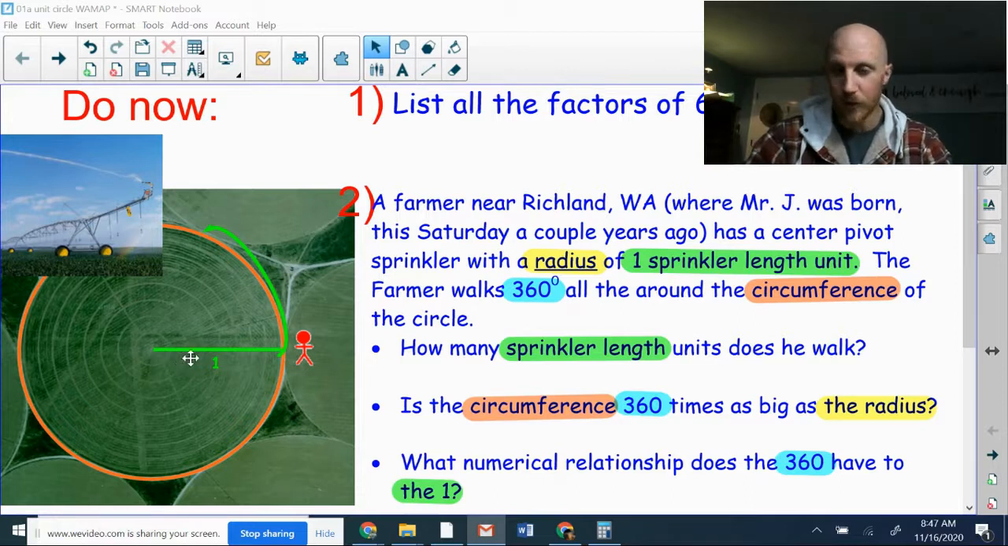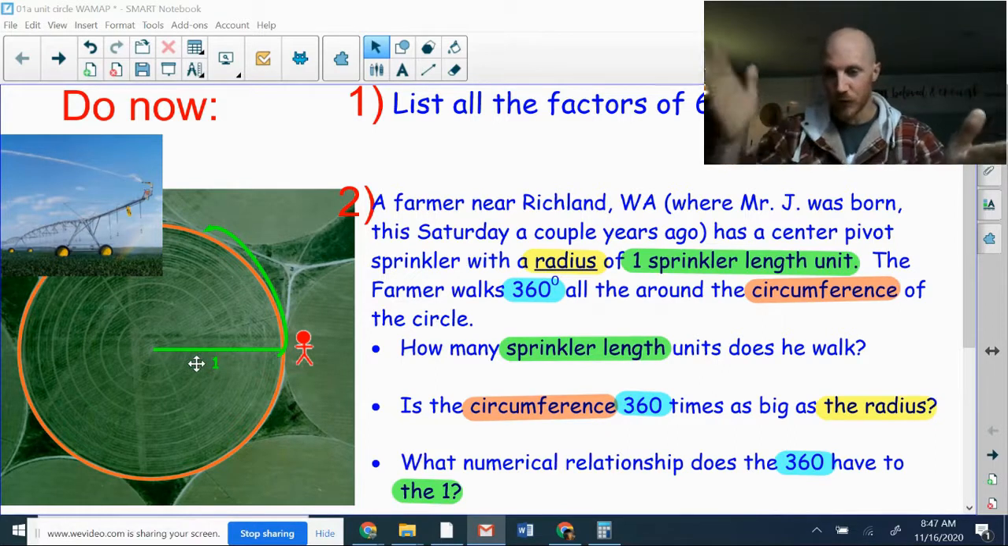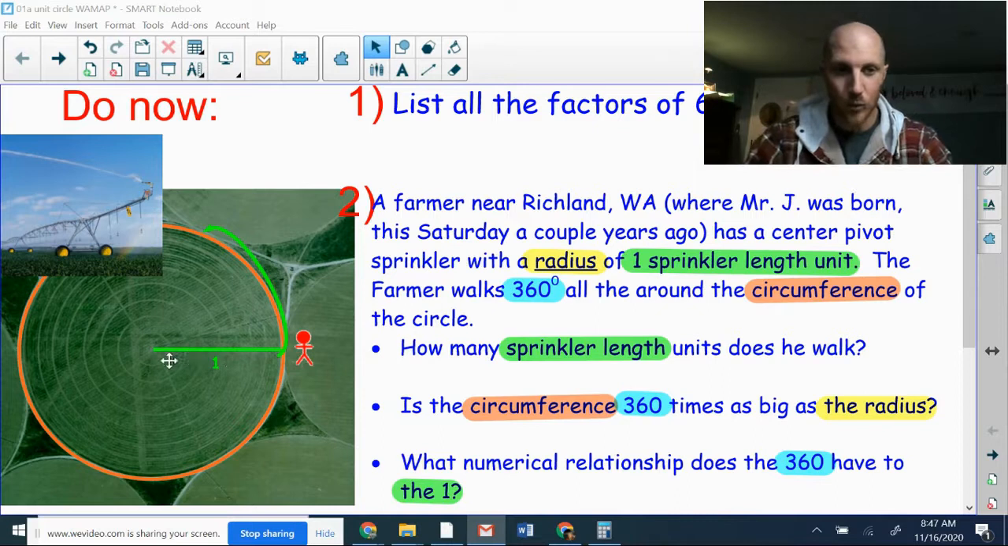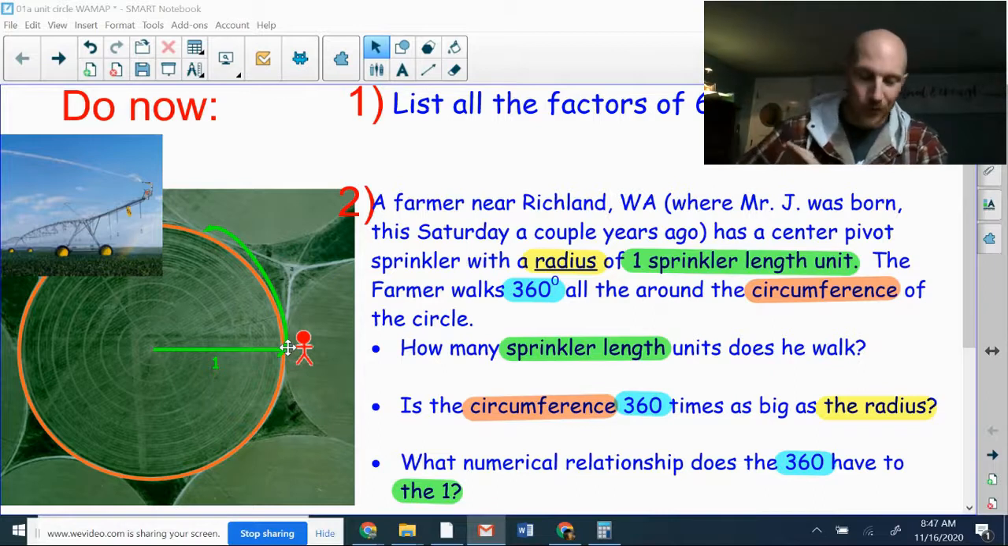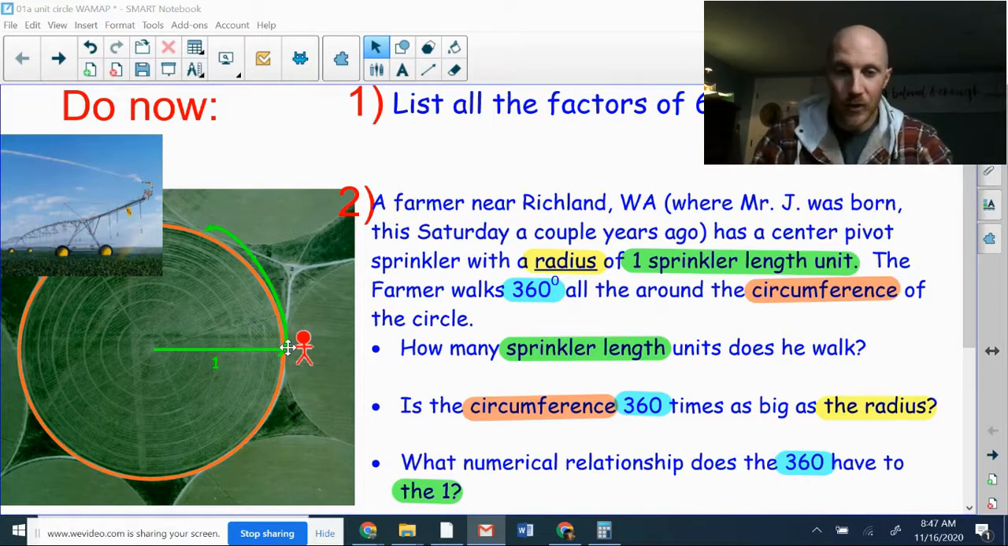So in the aerial photograph here, you can see right there in the center is where it would be attached, and then there are different wheel marks for each of the different wheels. And so the whole big long sprinkler system is represented by this radius, right? That green line there. Okay, so I did not grow up on a farm, but there are tons of these farms around, and a farmer near Richland, where I grew up, has a center pivot irrigation system. We're going to say the radius is one sprinkler length unit.